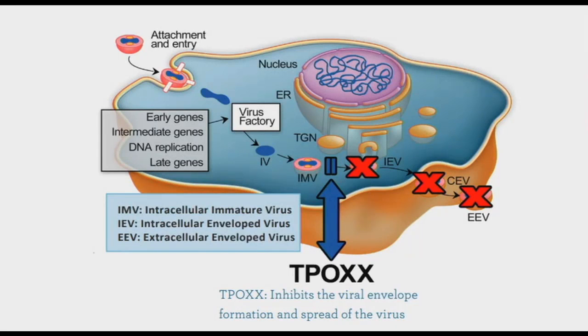So let me use this picture to show the mechanism of this drug. The drug blocks the process of IMV to IEV. IMV is the intracellular mature virus, IEV the intracellular enveloped virus. So it blocks the virus from forming an envelope. So it will block transmission from cell to cell, but not inhibit the replication of the nucleic acid.